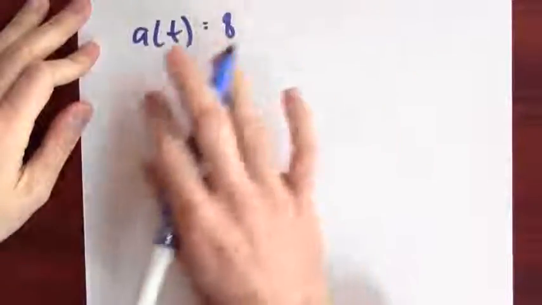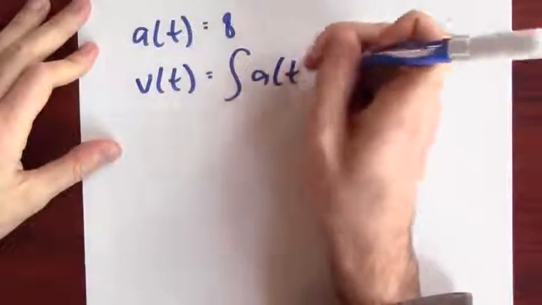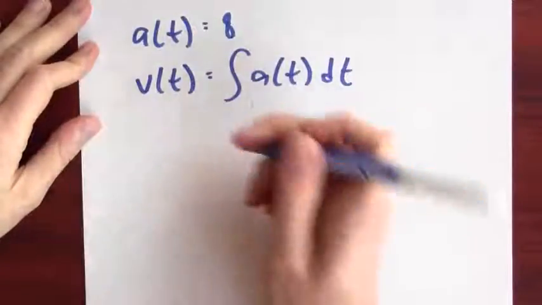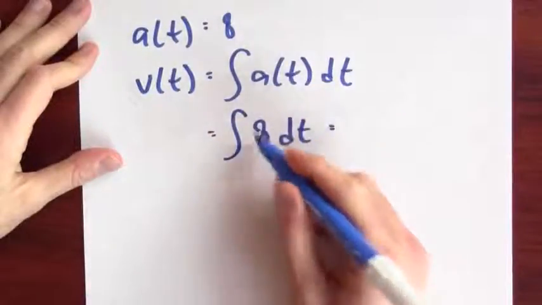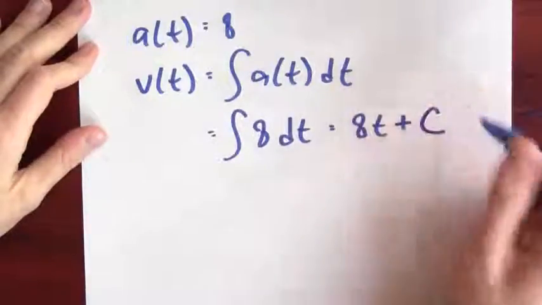Okay, so a of t, my acceleration, is just a constant function 8. And v of t is the antiderivative of my acceleration, right? If I antidifferentiate acceleration, I'm going to get velocity. It means I'm antidifferentiating 8. Well, what antidifferentiates to 8? Well, 8t plus some constant c. Duh, it's that constant again, right?